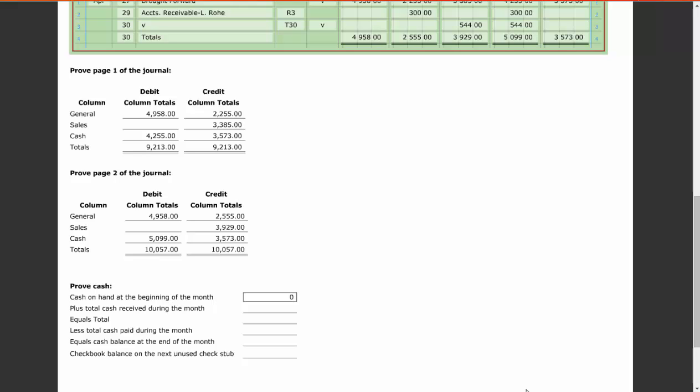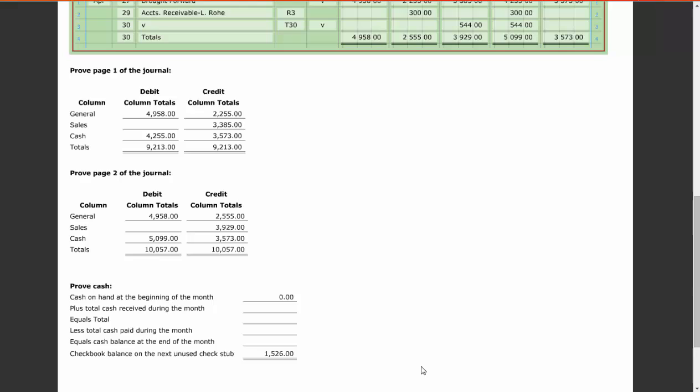Balance on the next unused check stub? Look right here, the very bottom one. Checkbook balance on next unused check stub. So that is $1,526. Now, I'm going to go through and read these words. Do you see where it says plus right here? Guess what I have to do? Add. But what am I adding?